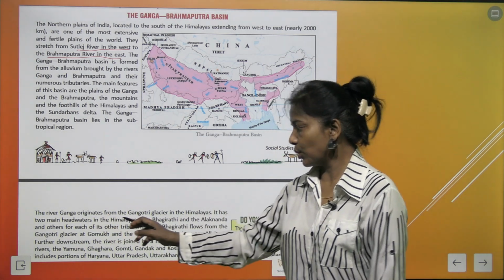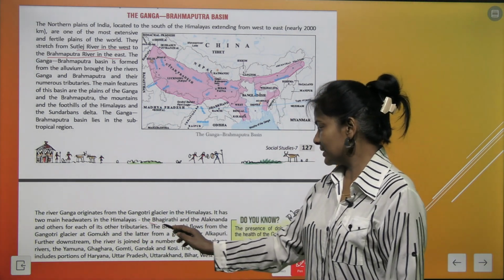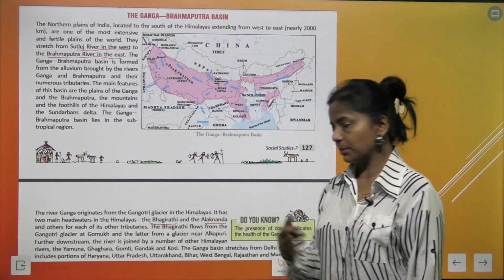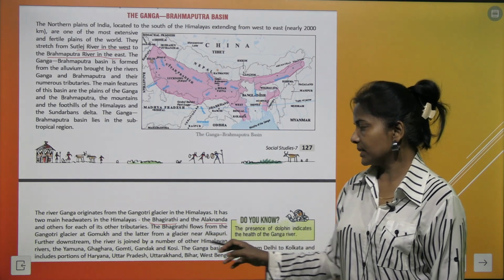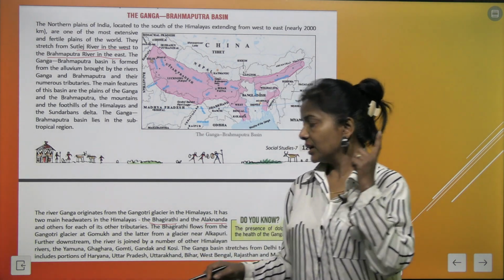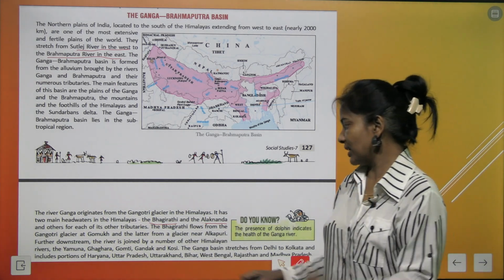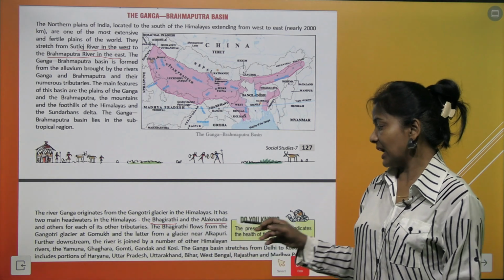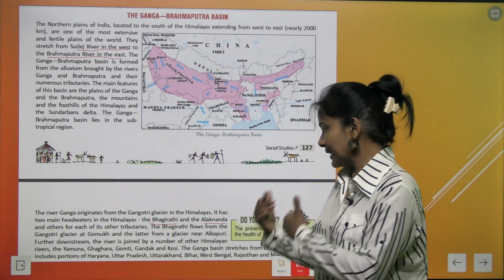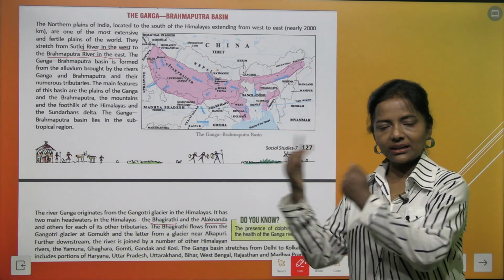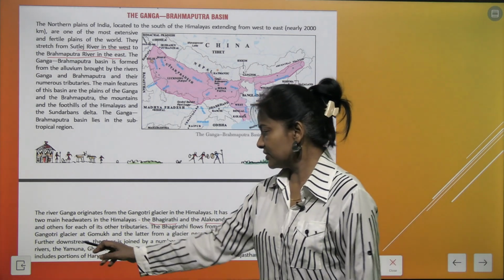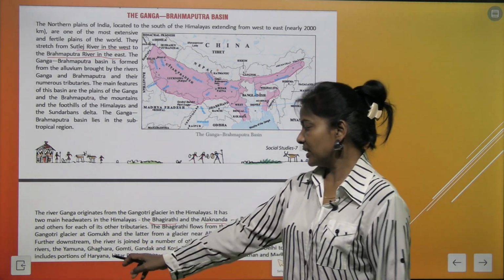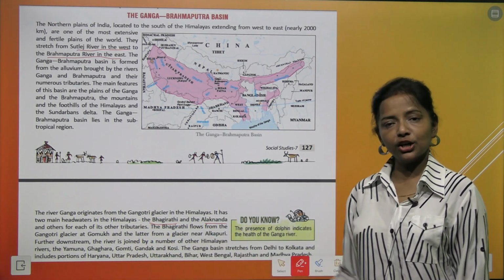It has two main headwaters in the Himalayas, the Bhagirathi and the Alaknanda, and others for each of its other tributaries. The Bhagirathi flows from the Gangotri glacier at Gomukh. गोमुख में जो गंगोत्री ग्लेशियर है वहां से भागीरथी फ्लो करती है, and the latter from a glacier near Alkapuri. और जो अलकनंदा है वो कहाँ से? अलकापुरी में जो ग्लेशियर है वहां से. Further downstream, the river is joined by a number of other Himalayan rivers, the Yamuna, the Ghagra, Gomti, Gandak, and the Kosi.